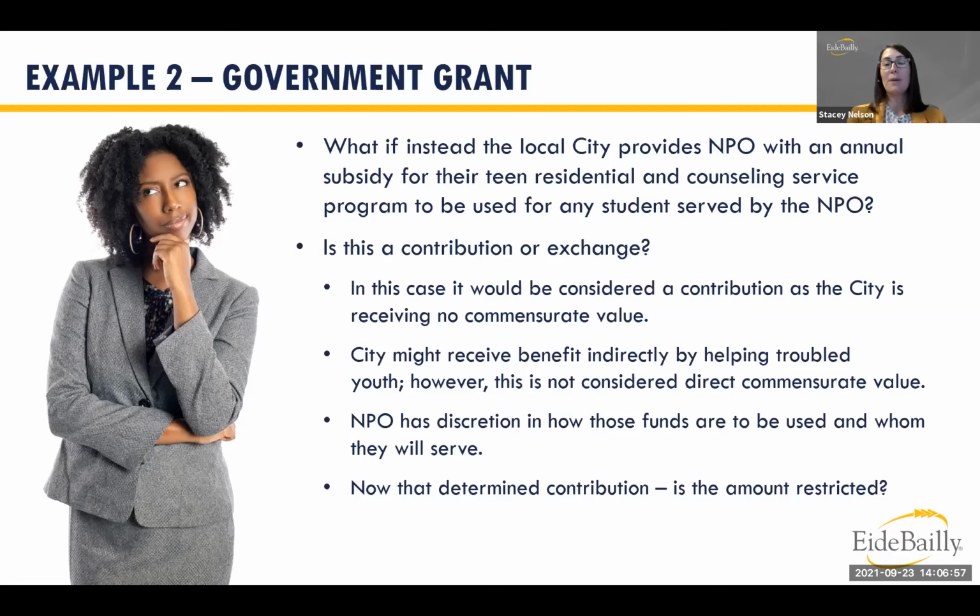The question then begs, would it be restricted or unrestricted? Well, that kind of depends on the nonprofit. If counseling is the main purpose for which the nonprofit exists, in that case, it would likely not be restricted. But if the residential counseling service is just a piece of what the overall nonprofit is doing, then it would likely be recorded as with donor restrictions.